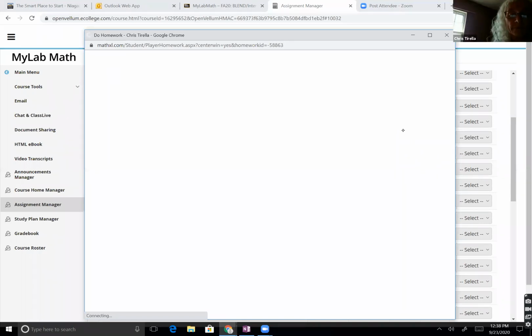Huh. I'll tell you, the hardest thing for me is keeping all of these toolbars straight.